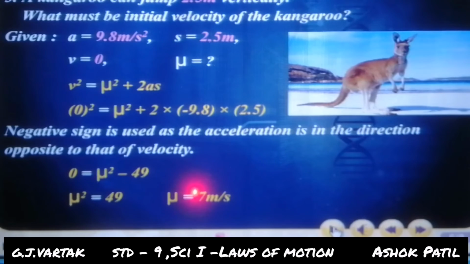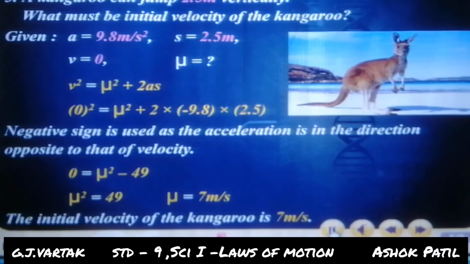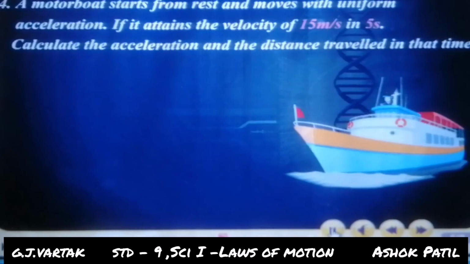u is equal to positive 7 or negative 7, but negative 7 is not the starting speed of that kangaroo. That's why the speed is positive. u is equal to 7 meter per second. The initial velocity is not negative here. The initial velocity of the kangaroo is 7 meter per second.